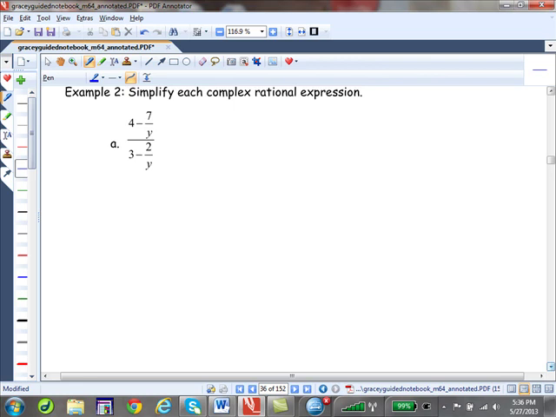Okay, let's see how you did. So again, we have some integers, so we can put them over 1 so we can see the denominators. So do you see that we have a denominator of 1, y, 1, and y? So the LCD is y for both numerator and denominator. So here we go. We multiply numerator and denominator by y over y, which if you notice is just 1. So then distributing, we'll have 4 times y minus 7 over y times y divided by 3 times y minus 2 over y times y.